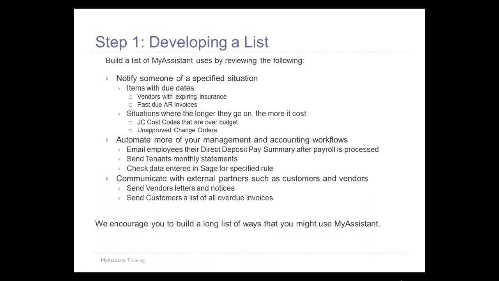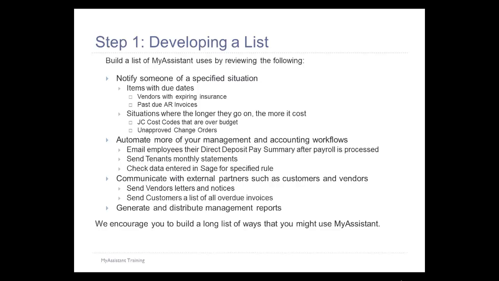MyAssistant is also being used to communicate with external partners, such as customers and vendors. With MyAssistant, you can send vendors letters and notices, and you can send customers a list of all overdue invoices, and these emails can be addressed directly to them. Communicating with external partners is a great example of using MyAssistant to send individuals information that pertains only to them. And another major area MyAssistant is used for is to generate and distribute management reports. So you can send groups of people bulk information, or you can send individuals very specific information.